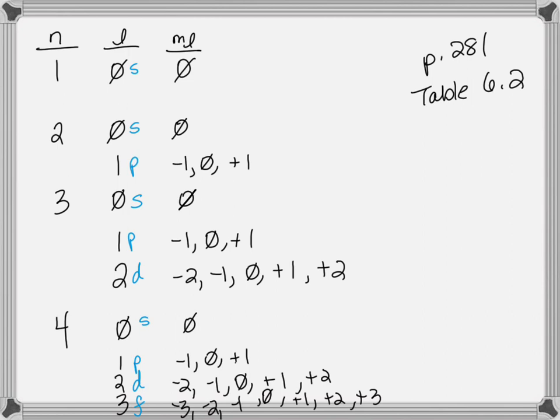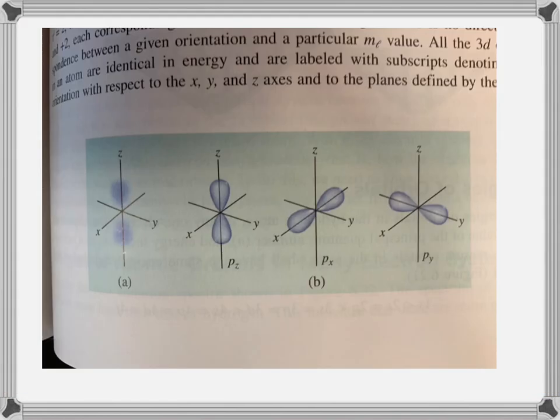Now, if L is equal to 1, how many possible orientations in space are there? Yeah, it's 3. It's -1, 0, and +1. So where does that come from? I'm going to jump back to those pictures I took of your book. If L is 1, that means a p orbital. That's what this is. 1, 2, 3 orientations. That's why the possible values of ML are -1, 0, and +1.